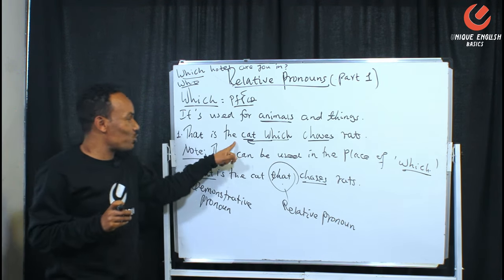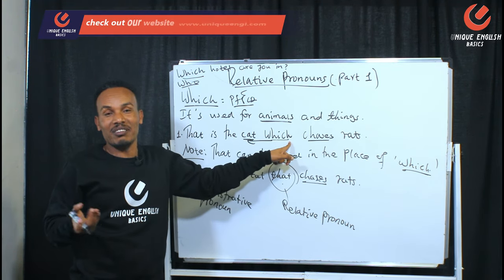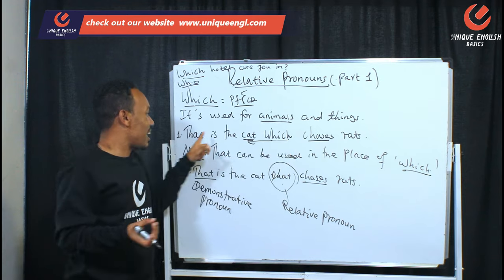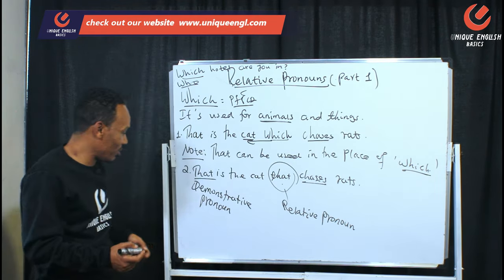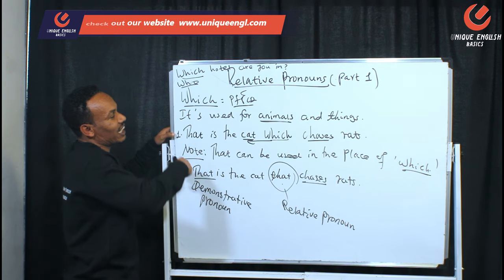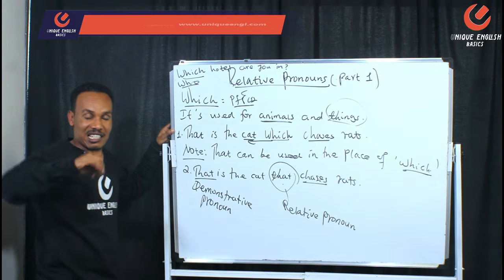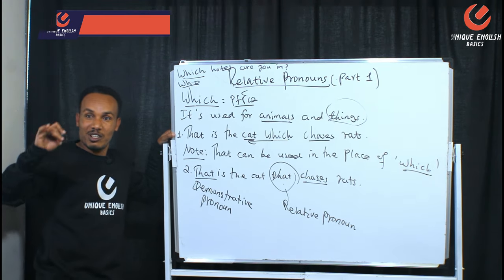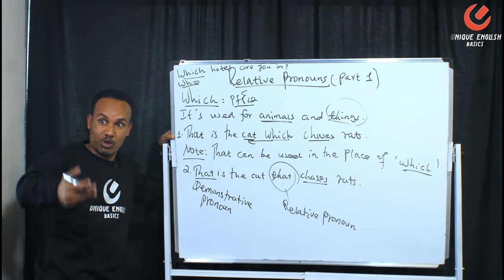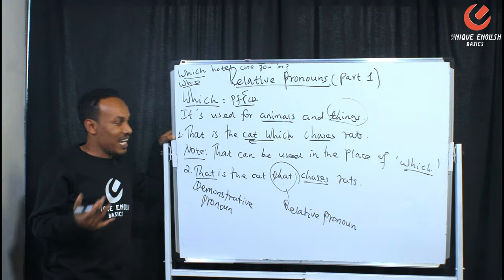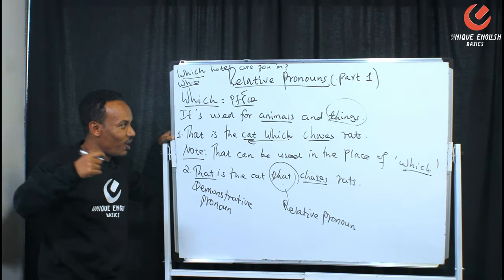And this is the house which I love so much, yes or no? This is the house which is more expensive, or which is very expensive, yes or no? So here, house is a thing. This is the house which is more expensive than that.